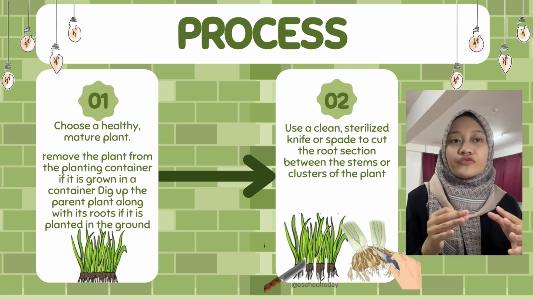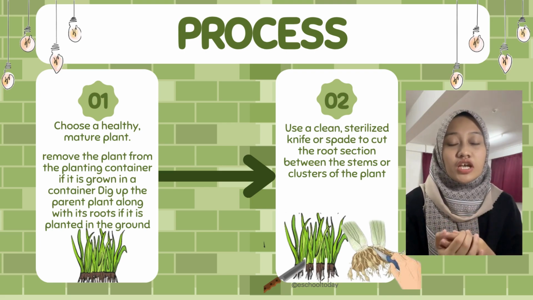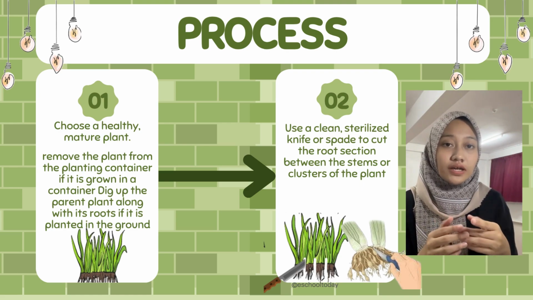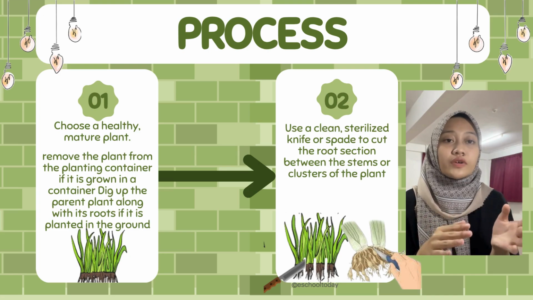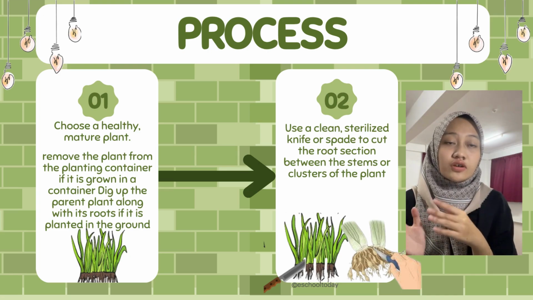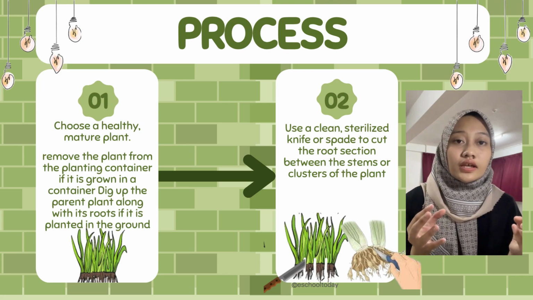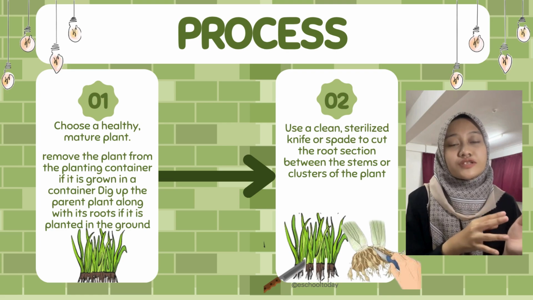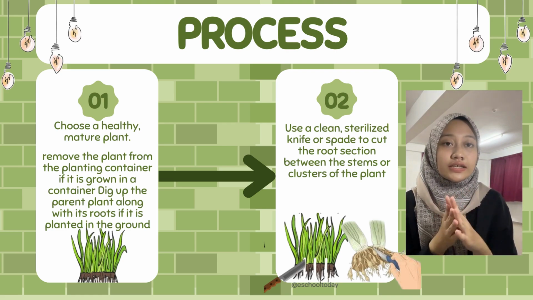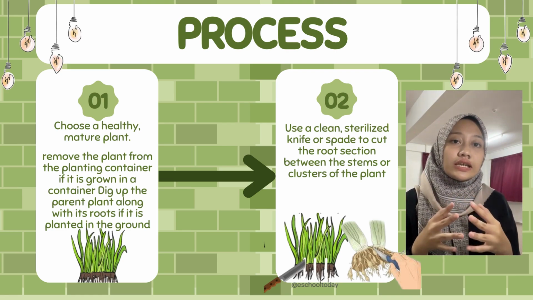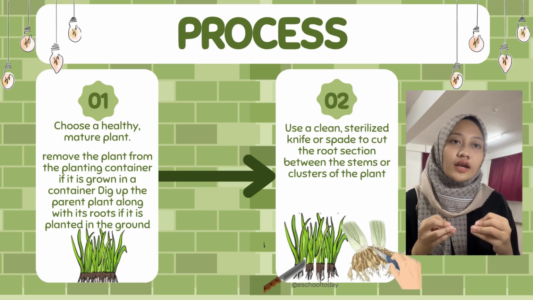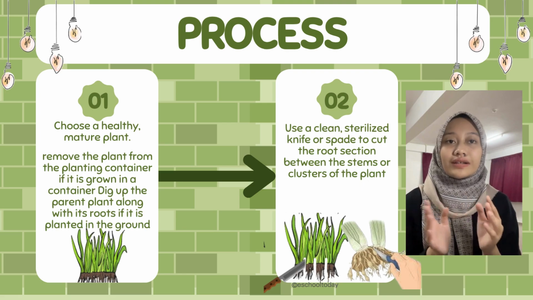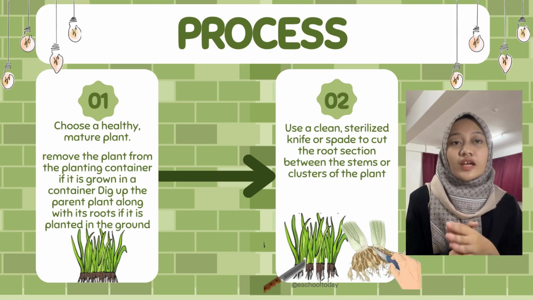Now, we move to the process of plant division. The first step is choose a healthy mother plant. Remove the plant from the planting container if it is grown in a container. Dig up the parent plant along with its roots if it is planted in the ground. Second is use a clean, sterilized knife or spade to cut the root section between the stems or culms of the plants.